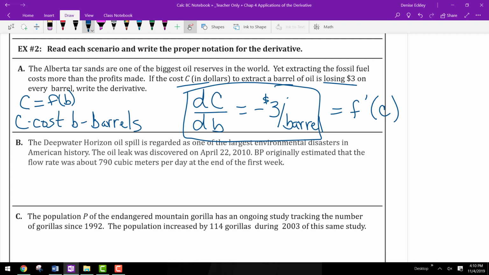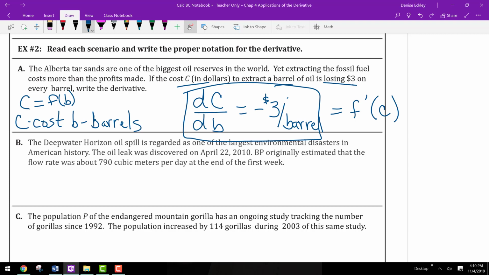Okay, letter B. The Deepwater Horizon oil spill is regarded as one of the largest environmental disasters in American history. The oil leak was discovered on April 22nd, 2010. BP originally estimated that the flow rate was about 790 cubic meters per day at the end of the first week. So we have a positive number because we're pumping it into the ocean, so that's going to be a positive derivative.